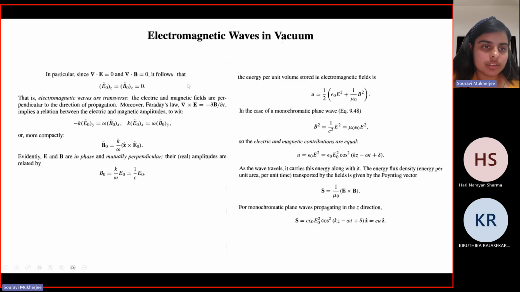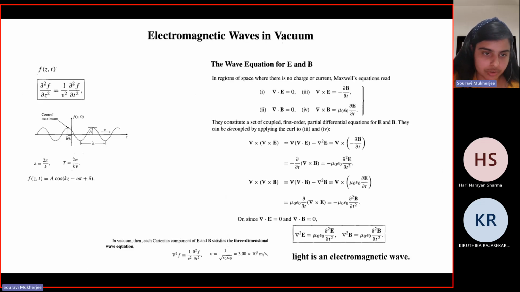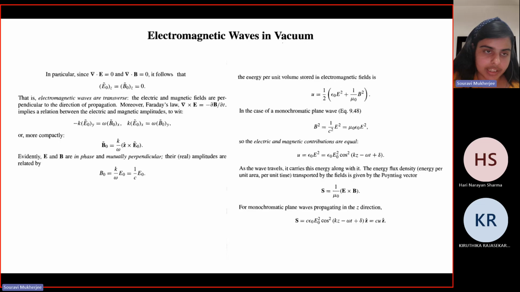Okay, so now, since in this case your divergence of E and divergence of B go to 0, we can use our boundary conditions and see that the Z components, not the normal components, but the component along the direction of propagation, vanish. Here we started with the wave moving along the Z direction. So if you use this relation, you see that the components in the propagating direction go to 0. So this shows that electromagnetic waves are transverse.